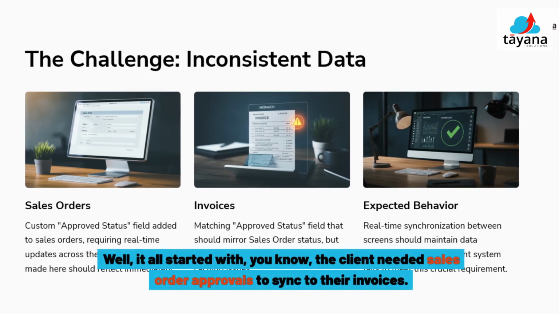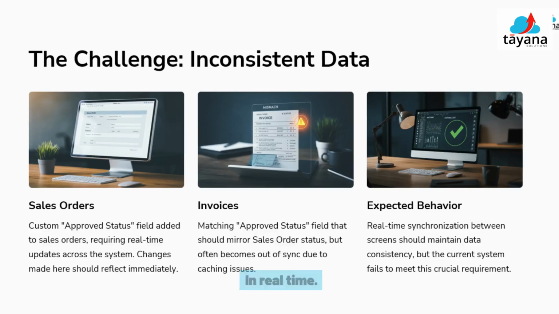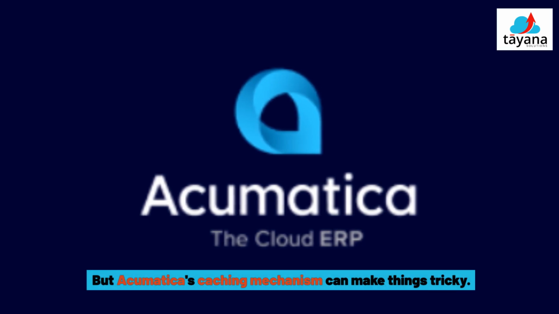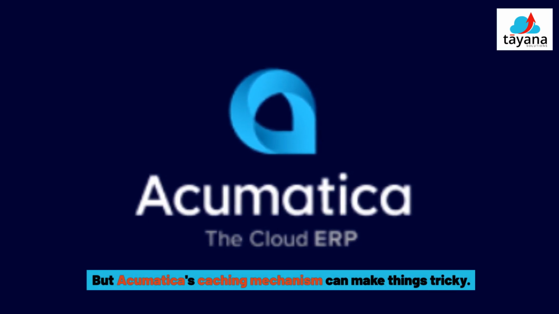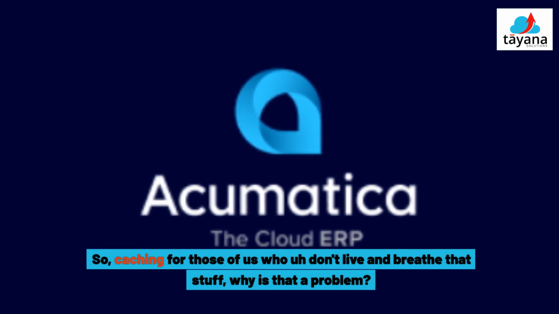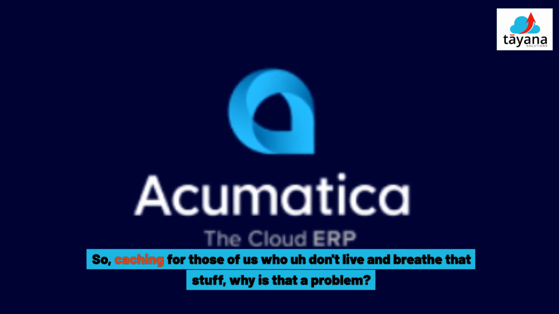Well, it all started with the client needing sales order approvals to sync to their invoices. Right. In real time. Yeah, exactly. Sounds pretty simple. Sure. But Acumatica's caching mechanism, well, can make things tricky. Okay, so caching. For those of us who don't live and breathe that stuff, why is that a problem?